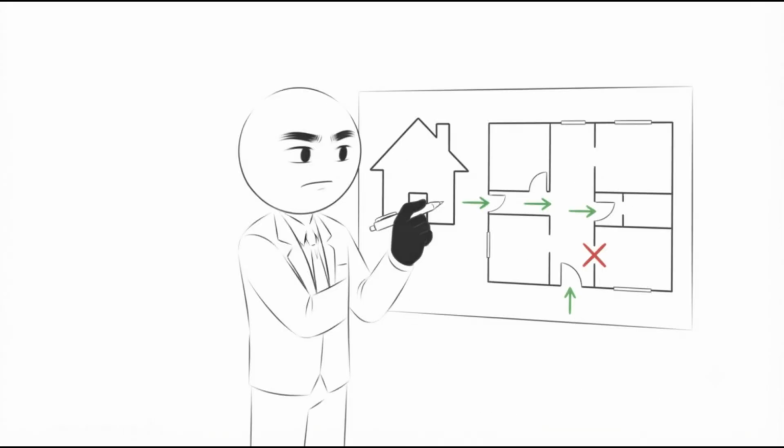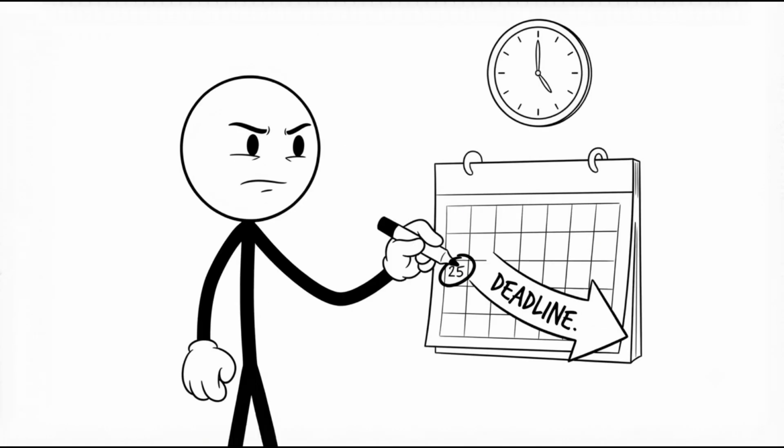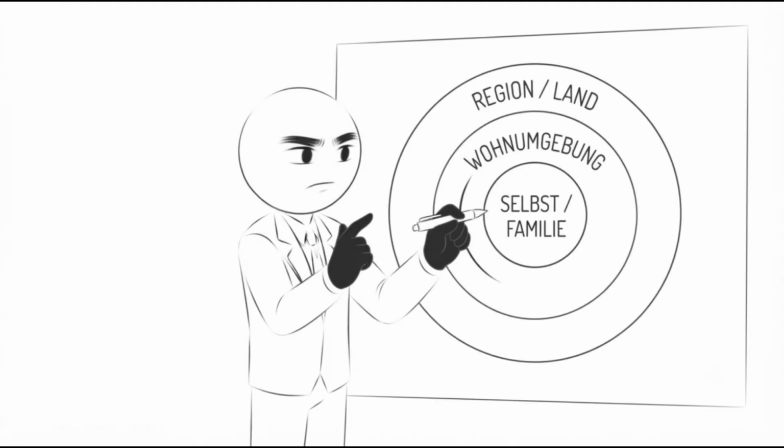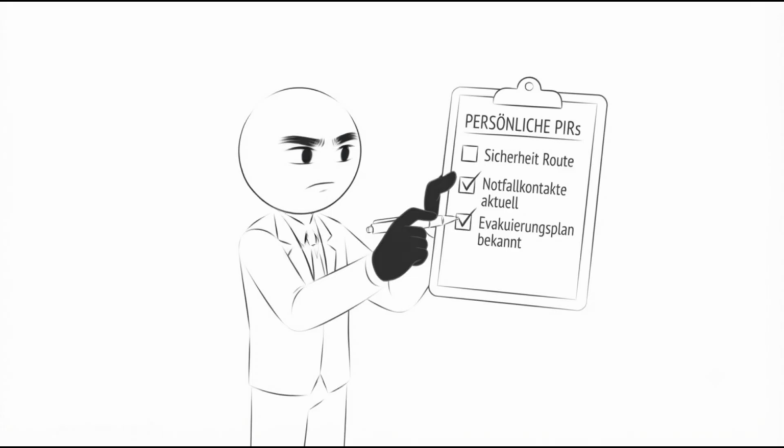Knowing your own home, exits, vulnerabilities, alternative escape routes is a simple check in the domain of personal security. Simple, but effective. Digital hygiene is part of personal intelligence as well. Who has access to your movement profile? That's an indicator of a serious personal vulnerability. For this, think in concentric rings. Yourself and your family at the center, then your immediate environment, then your region. PIRs can be formulated for every level.